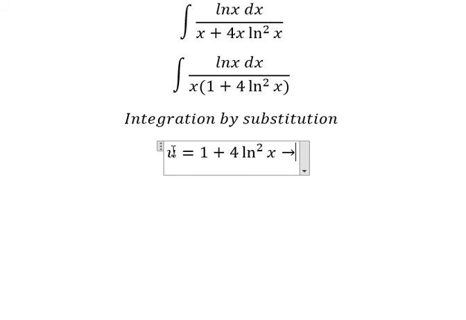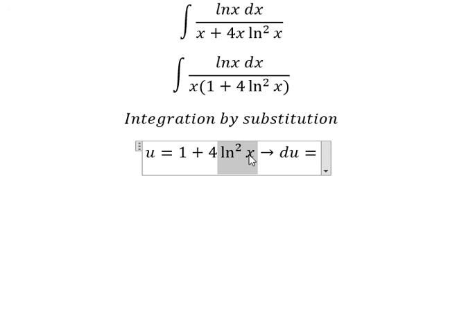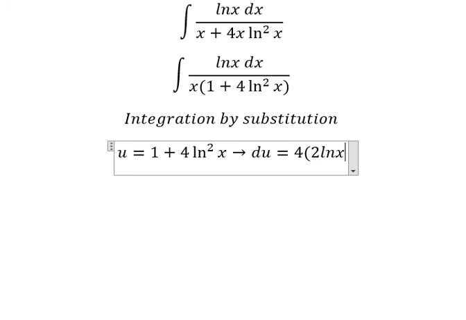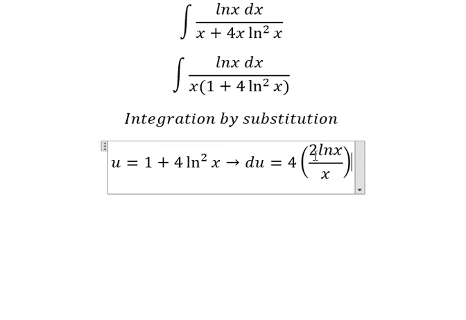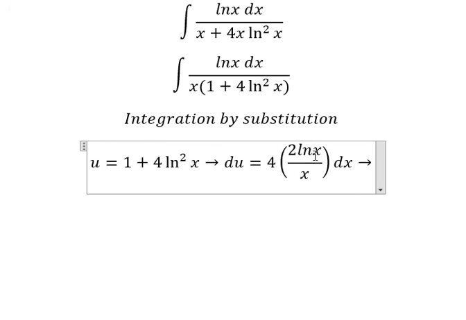Later we do the first derivative for both sides. First derivative of number 1, you get 0. First derivative of ln x squared, we have 2 ln x over x. Because we don't have number 8, that's about number 4 with number 2, so we need to divide both sides by number 8.